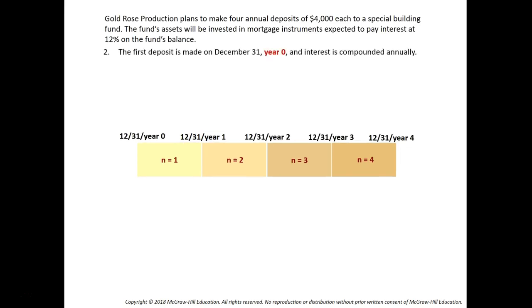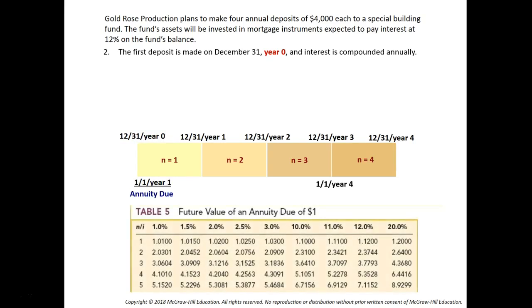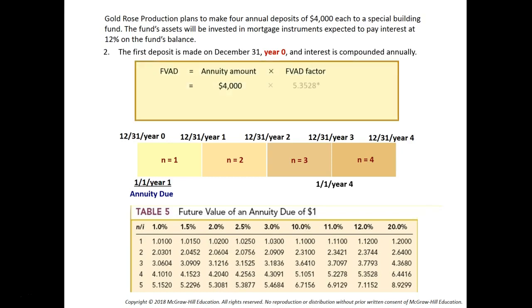Now the next one, if the deposit is made on December 31st, year 0, then that means it's an annuity due. So the annuity due means we pay it at the beginning of the period. With an annuity due, we are going to show where the interest rate is 12%, number of periods 4, gives us our factor of 5.3528, right at that intersection. The total would be $21,411.